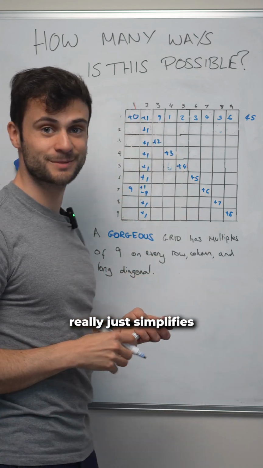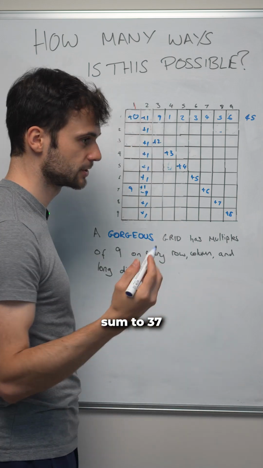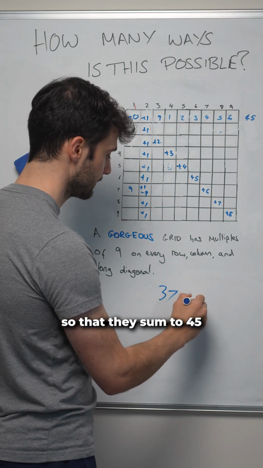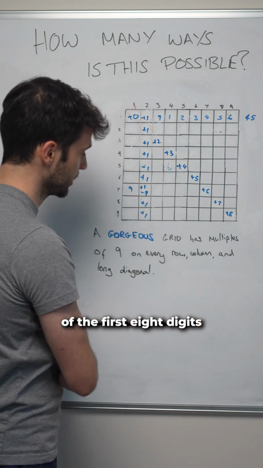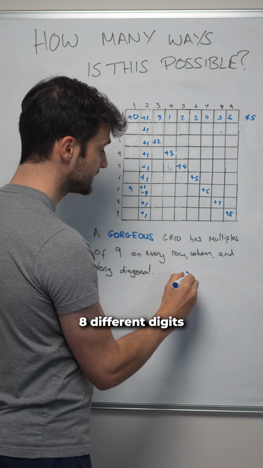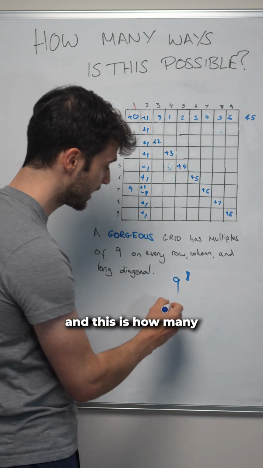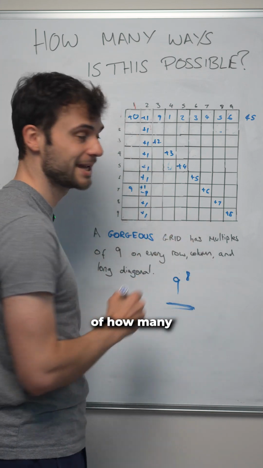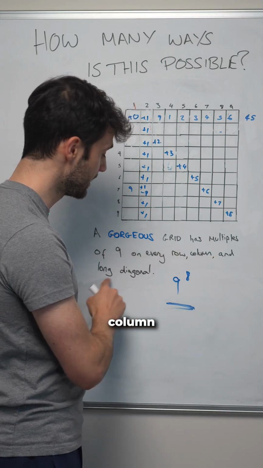So what this question really simplifies down to is that we can just make the first column a multiple of 9. So for example, if the first 8 digits sum to 37, then we can just make the last digit an 8 so that they sum to 45, and it is a multiple of 9. That's always going to work. We have free choice of the first 8 digits, and the last one is fully determined. We have 9 options for each of these 8 different digits. So we do 9 to the power of 8. The last one's determined, so it's almost like times it by 1. And this is how many 9-digit multiples of 9 there are, which is also the answer to our original question of how many gorgeous grids are possible where we have multiples of 9 on every row, column, and long diagonal.